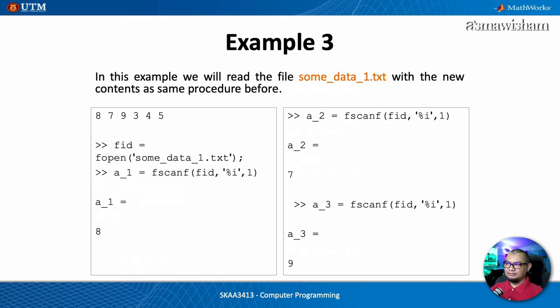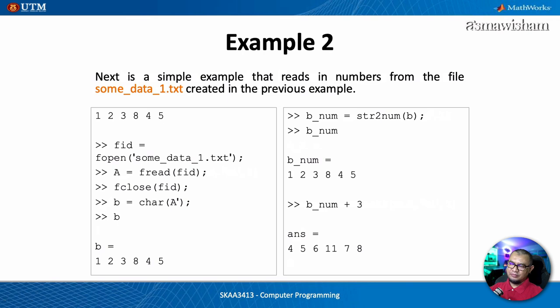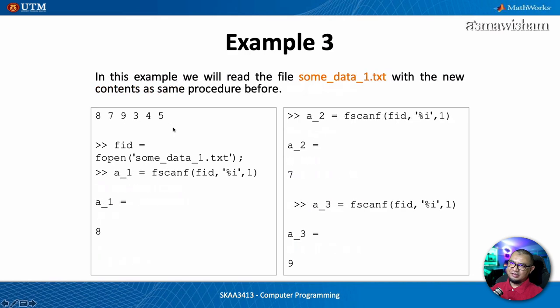Next, I want you to do this. Before this, we have value 1, 2, 3, 8, 4, 5. Now change the value. Rather than 1, 2, 3, 8, 4, 5, I want inside this sumdata1 the new value 879345. Do this. You need to use the fwrite command. Now the new value is 879345. Do this.